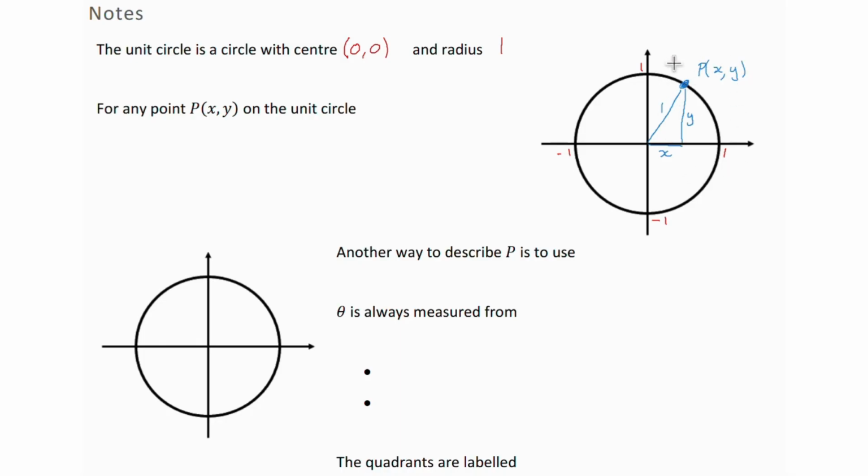And so for any point on that unit circle, we have that x squared plus y squared is equal to 1 by Pythagoras' theorem. That's a really important result. It's actually the equation of the unit circle, x squared plus y squared equals 1. But we're going to see how that is helpful in trigonometry very soon.